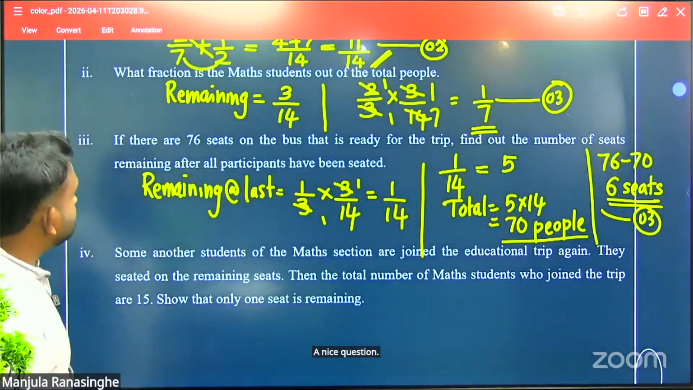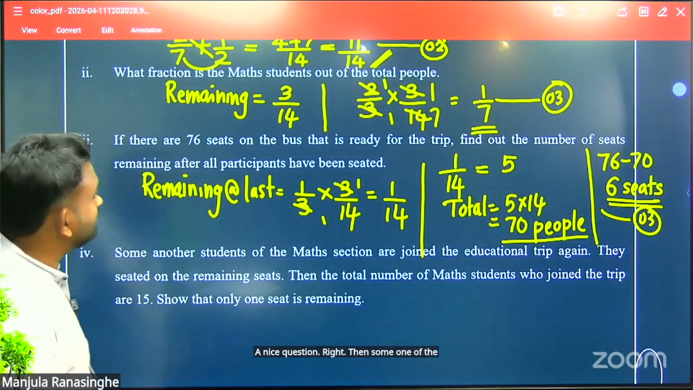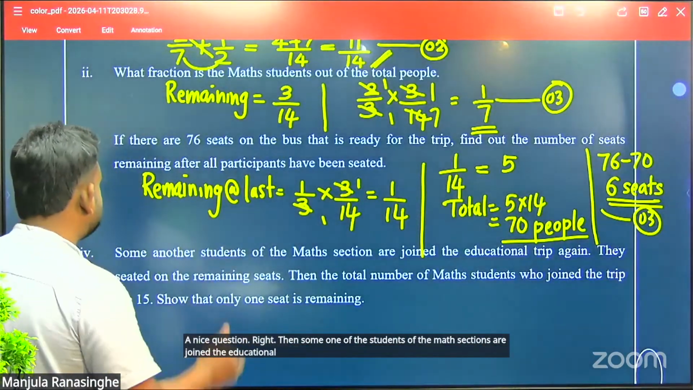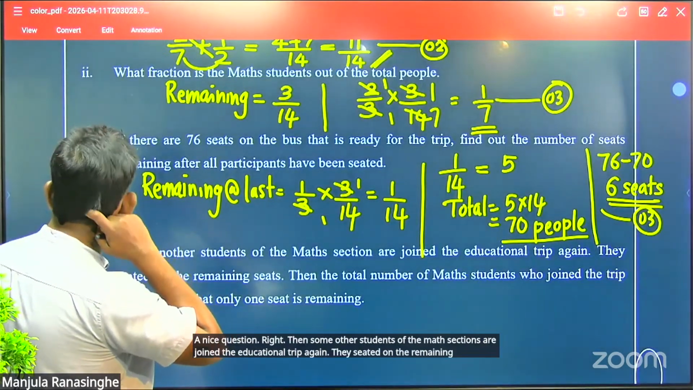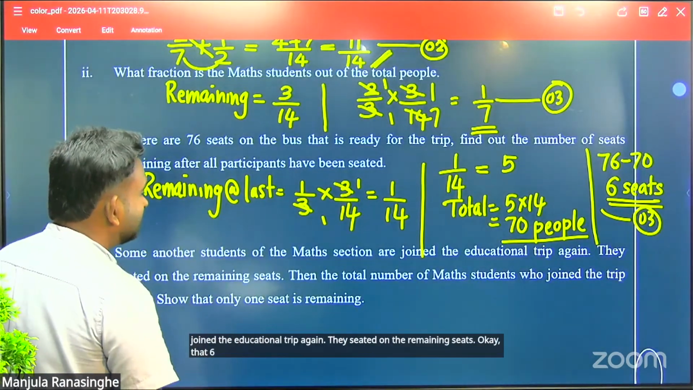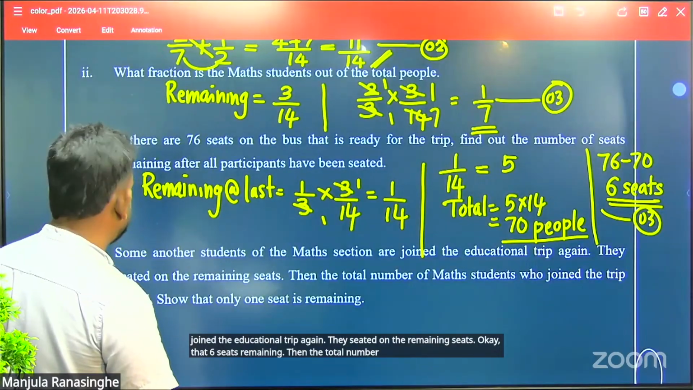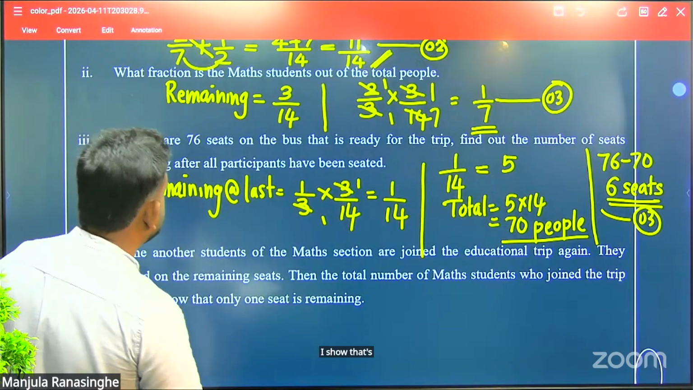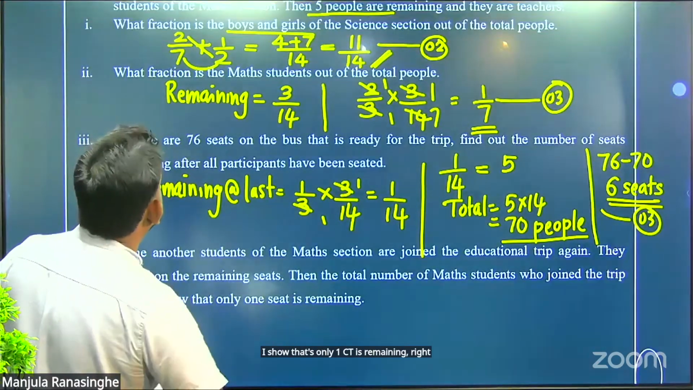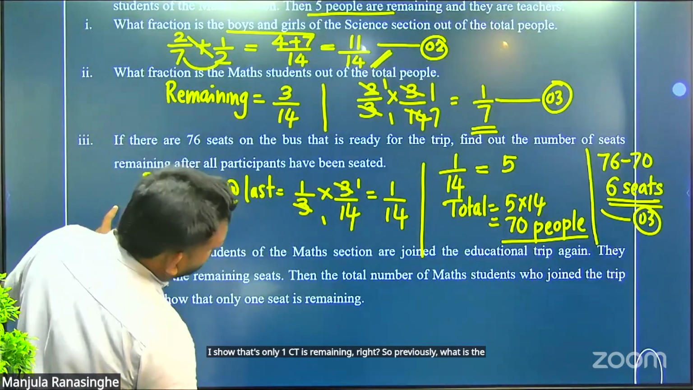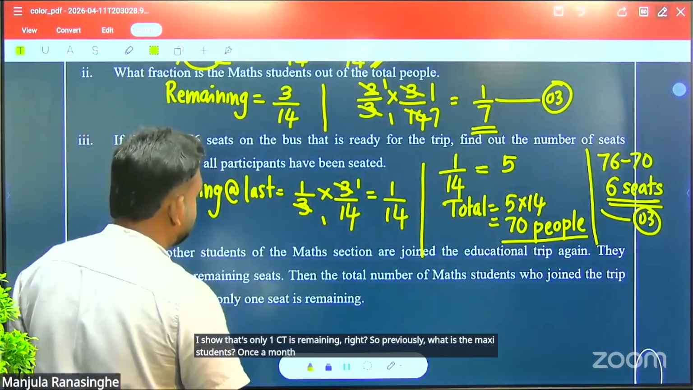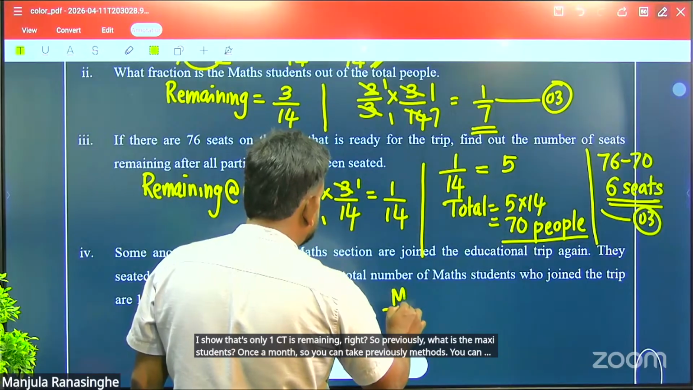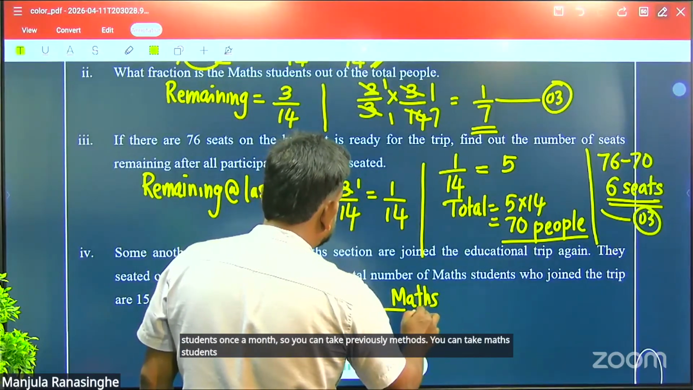Then some of the students of the math section joined the educational trip again. They are seated on the remaining seats, that 6 seats remaining. Then the total number of math students who joined the trip is 15. Show that only one seat is remaining. So previously, what was the math students? 1/7. So you can take the math students previously joined.